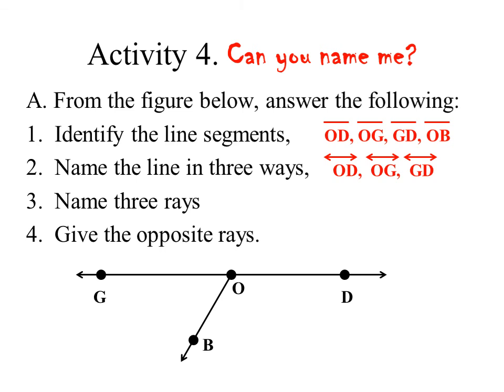For number 3, name at least 3 rays. So I had identified 4 there so that you can check it. But I just required you to have 3. That's why I placed there at least. So what are these 3 rays? We have the ray OD, ray OG, ray GD or DG, and ray OB. I'm sorry I wasn't able to place the symbol for ray OB, but that is ray OB.